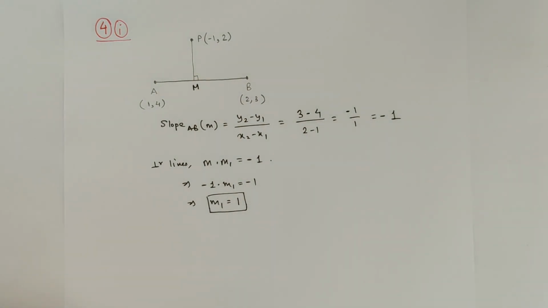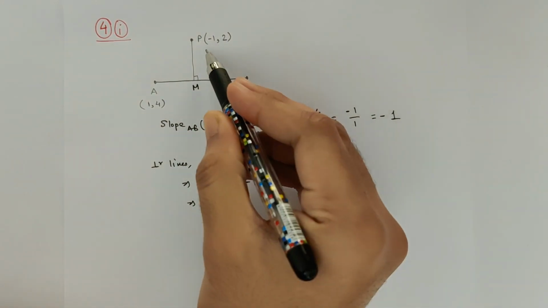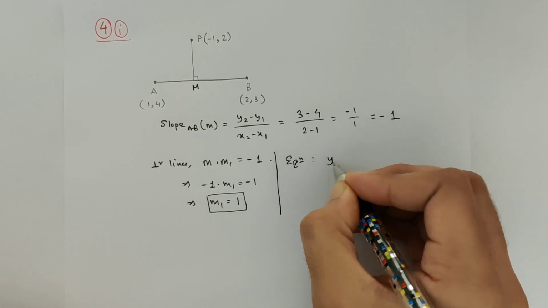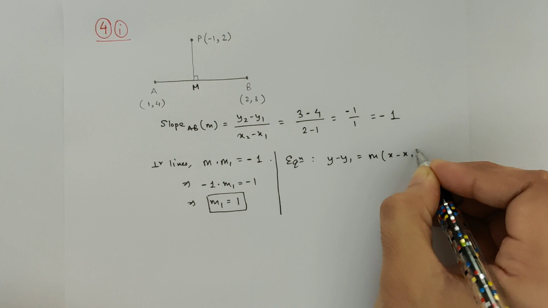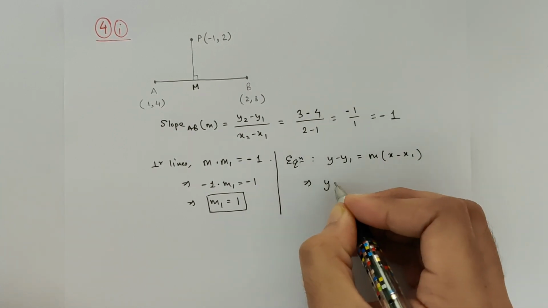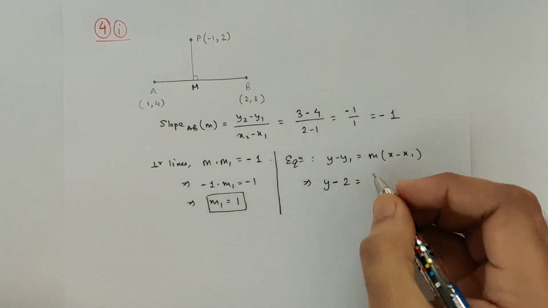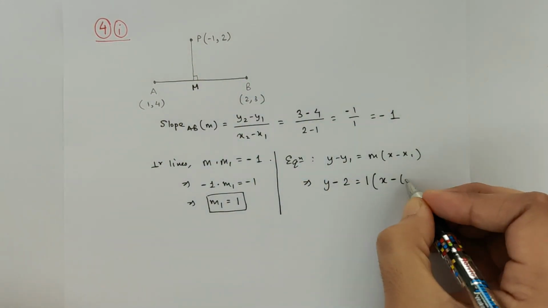Now we can easily find the equation by one point form, as we know the point P. So the equation will be y minus y1 is equal to m into x minus x1. So what do we get? y minus 2 is equal to the slope 1 into x minus minus 1.